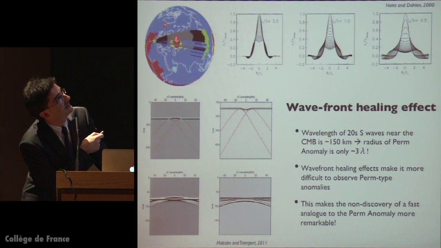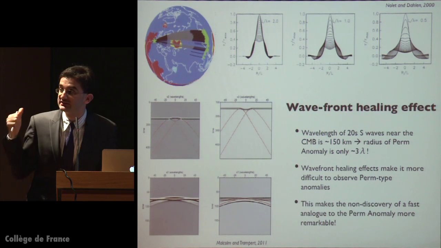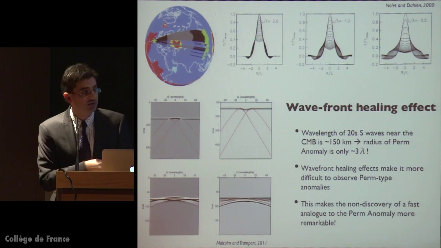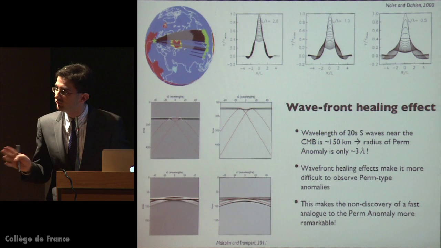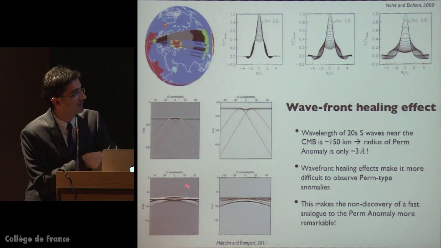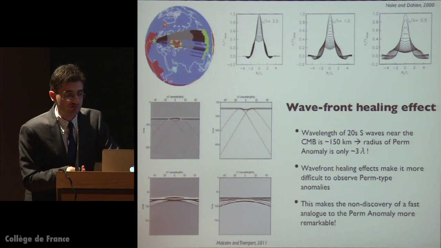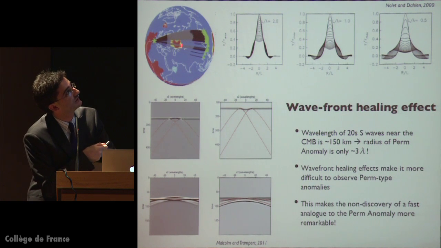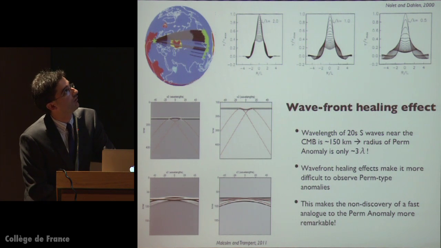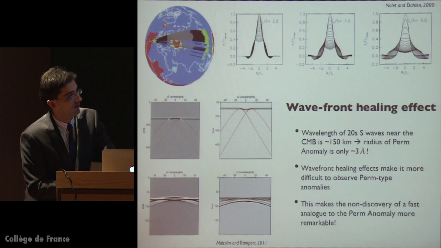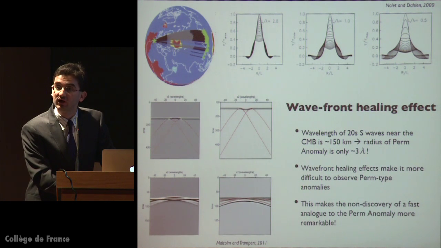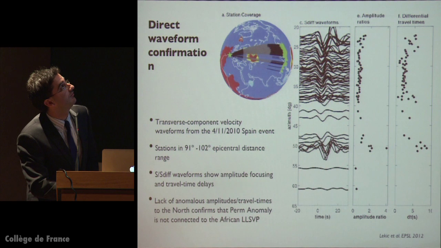So the fact that we see this anomaly in all 5 models, and it is a slow anomaly, is really remarkable, because in fact, if it were a fast anomaly, it would be less surprising, because the wavefront healing effect does not work very well for fast anomalies. But for slow anomalies, it works quite effectively, but it does not manage to hide this anomaly from us.